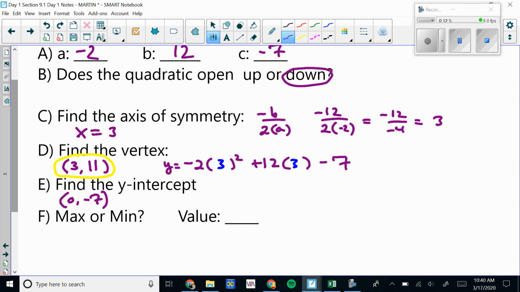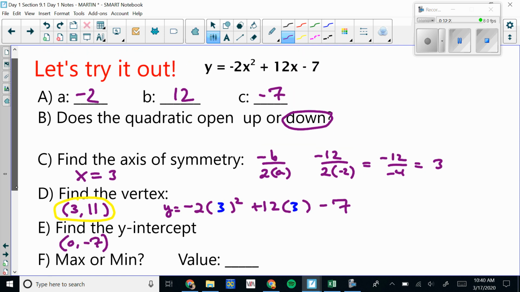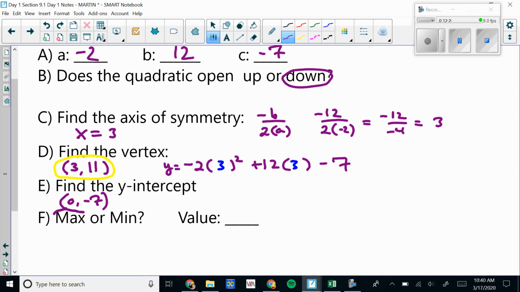Does this one have a maximum or a minimum? Well, since this opened down, it's going to have a maximum. Circle maximum. And then value, you will not need to do the value on your assignments, so we'll cross that out.